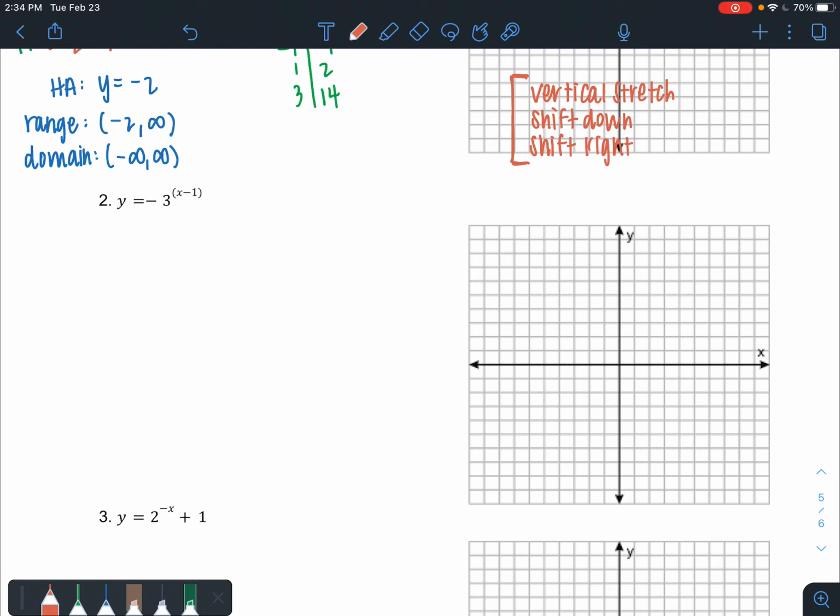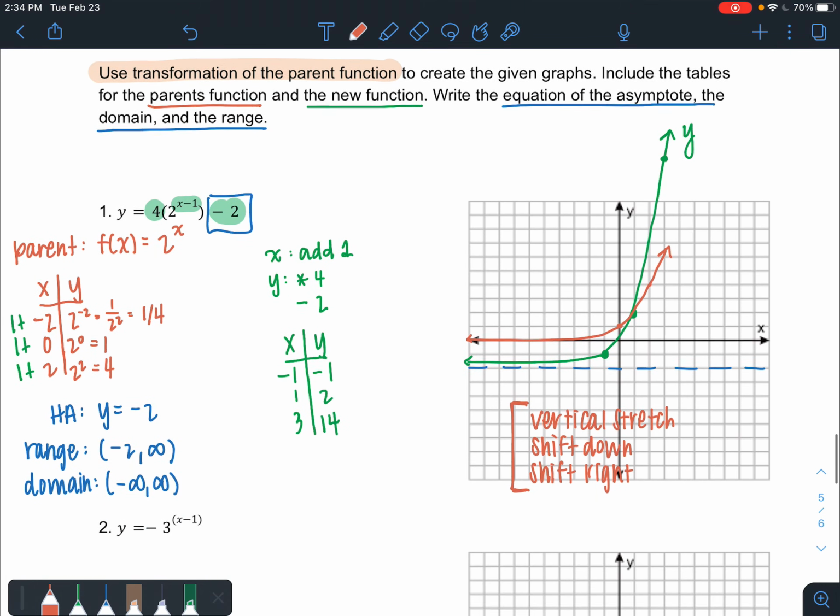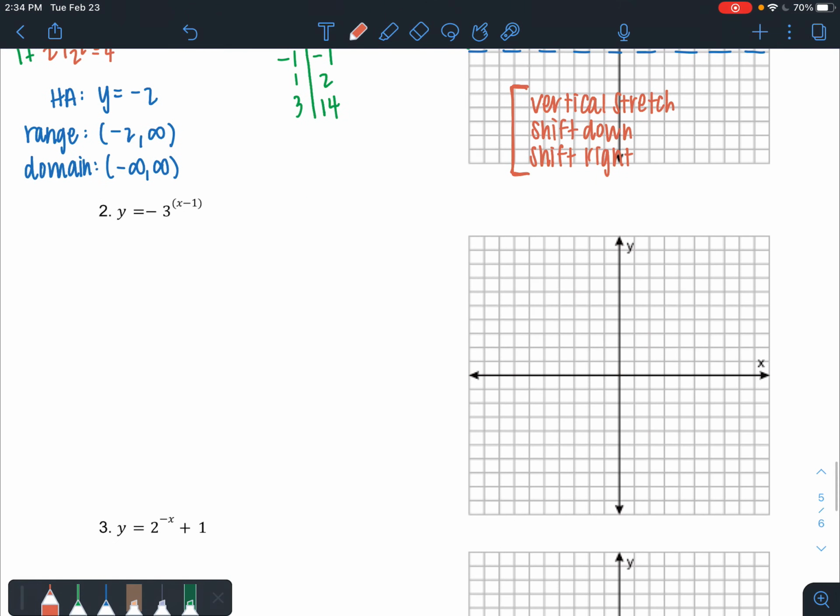So let's go ahead and graph this one. Does it say to graph the parent function? No. Okay, let's not graph the parent function then, just so we don't muck up our graph. So our parent function is going to be 3 to the x, which our table for that would be, 3 squared is 9, so this would be 1/9.